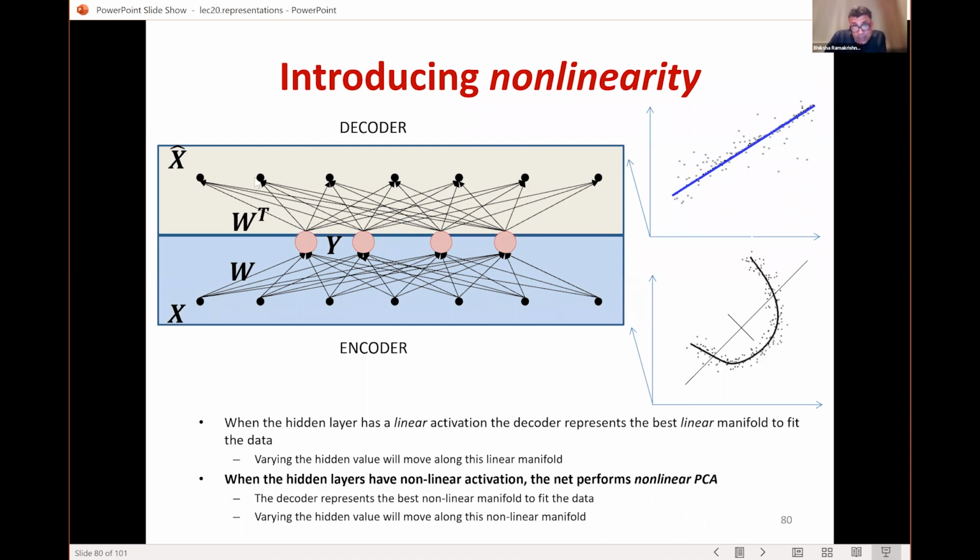And when the network is linear, the output can only be on a linear subspace. But when the network is nonlinear, if I throw in a bunch of nonlinear activations in the decoder, what happens then? If you look at the relationship between the input and the output, it's actually going to capture a nonlinear manifold. When everything is linear, the network is performing principal component analysis. When the hidden layers have nonlinear activations, it folds the surface, as we saw earlier.